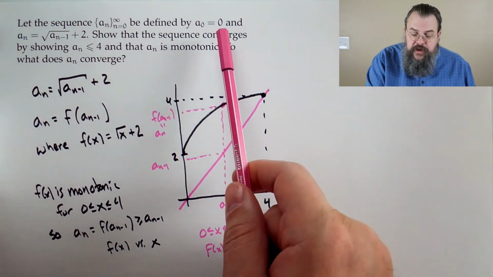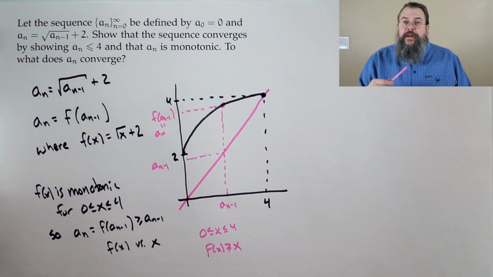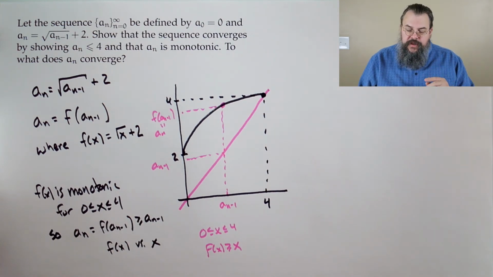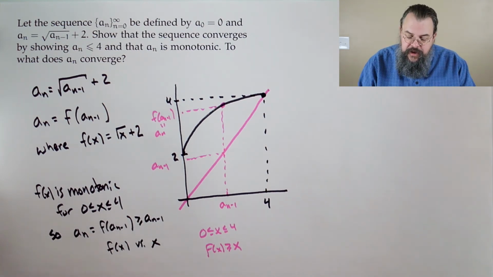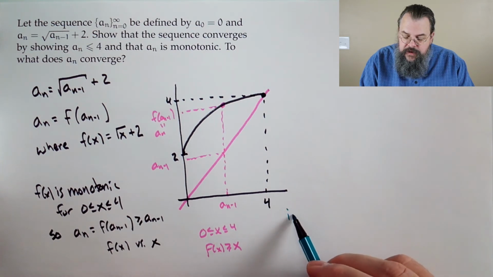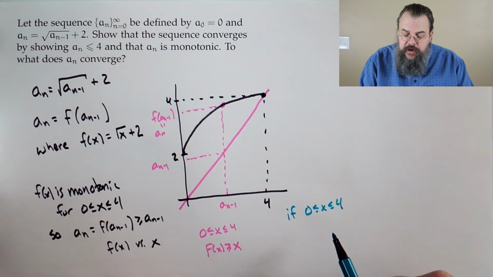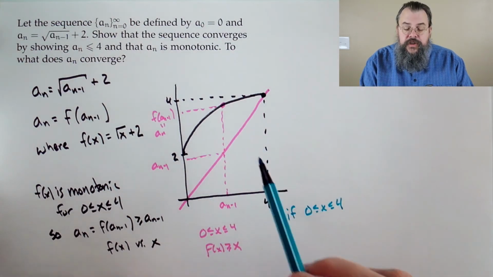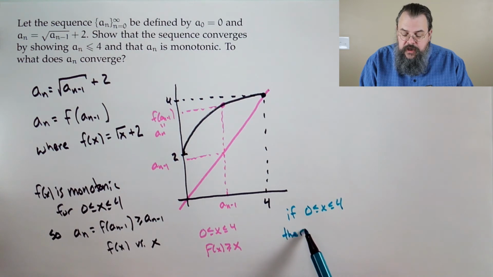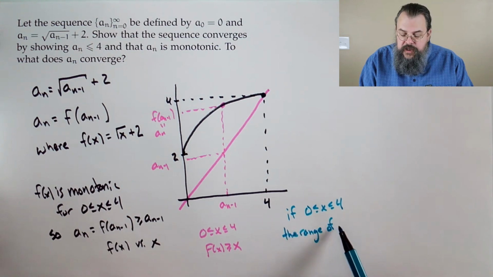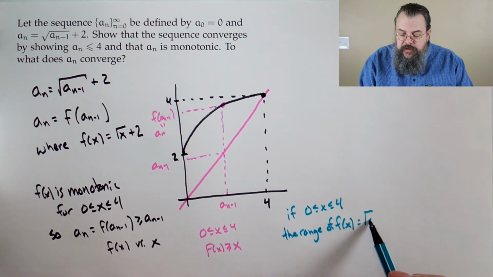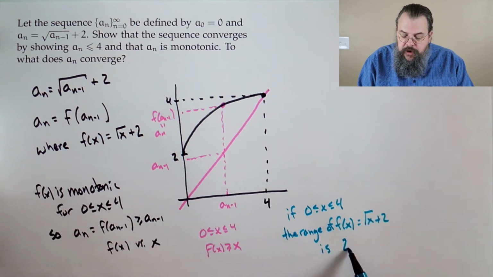So we know we start at 0. Now we have to argue, why do we not go above 4? And now is our great, look at the picture moment. Notice that if we have 0 less than or equal to x less than or equal to 4, what's the range of our function f of x, which is square root of x plus 2? It is going to be between 2 and 4.